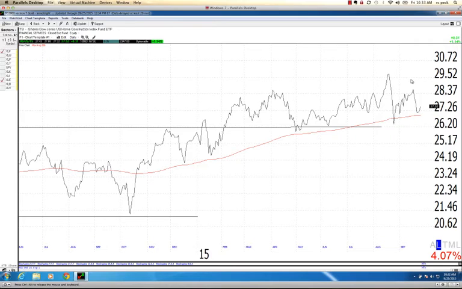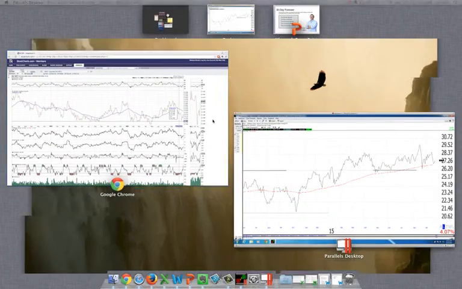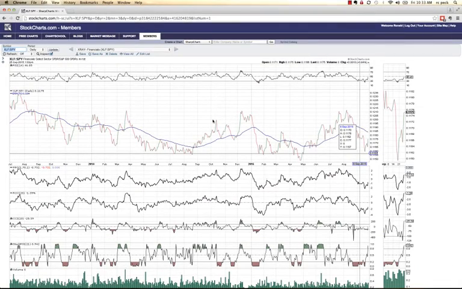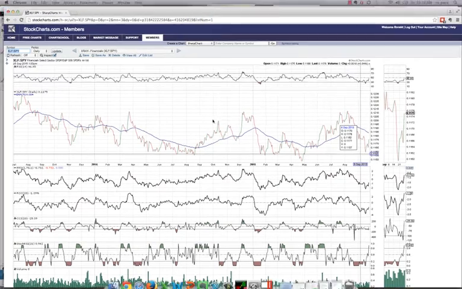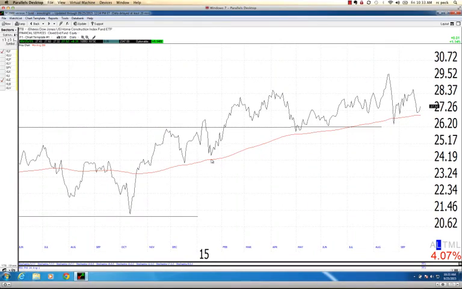Okay, I want to look at currencies. And I want to look at currencies on a different screen. So let me actually pull this up. And you know what? Let me wait on that. I may come back to the screen, but let me just pull up some currencies here.